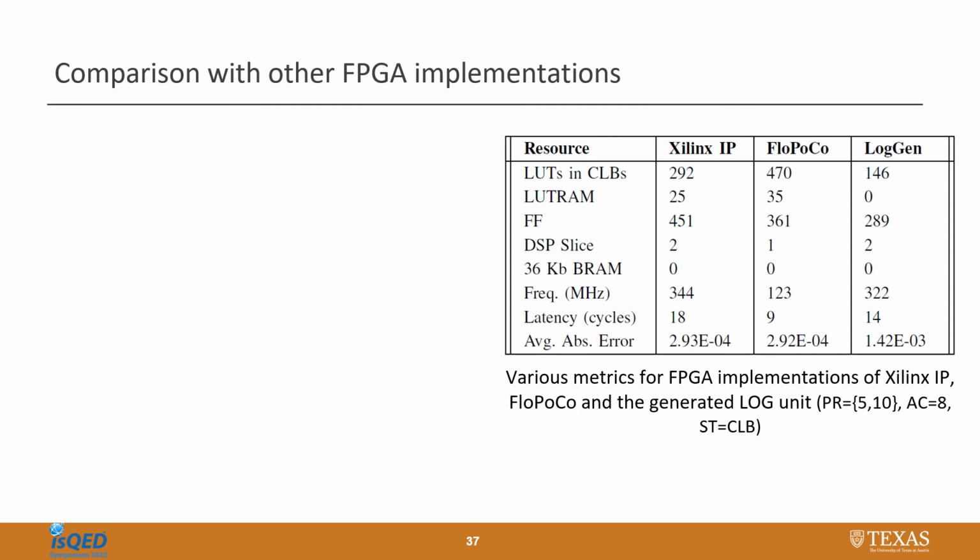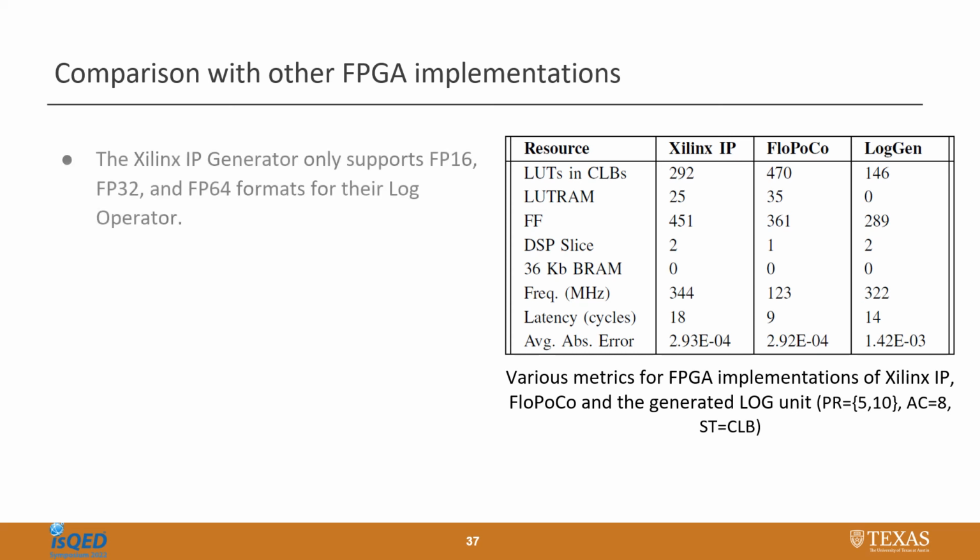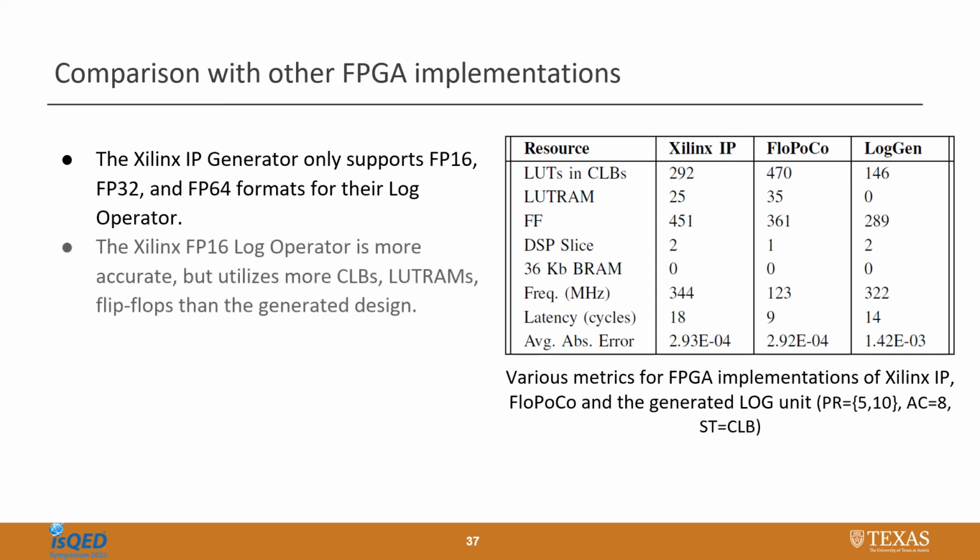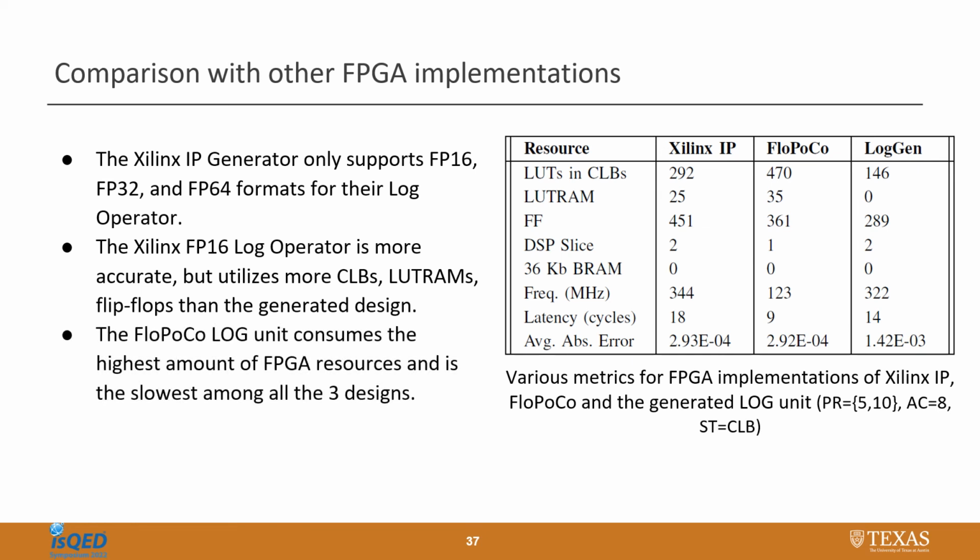We also compare different FPGA designs like the Xilinx IP and FloPoCo log units with our LogGen designs. It is to be noted that the Xilinx IP generator only supports traditional floating point formats for the log operator, while LogGen can support any arbitrary floating point formats. The Xilinx log unit is slightly more accurate but requires more FPGA resources than the LogGen design. Even though it can operate at a slightly higher frequency, it has a higher latency than the LogGen design. Also, FloPoCo is the slowest among all the three designs and also requires the highest amount of FPGA resources.